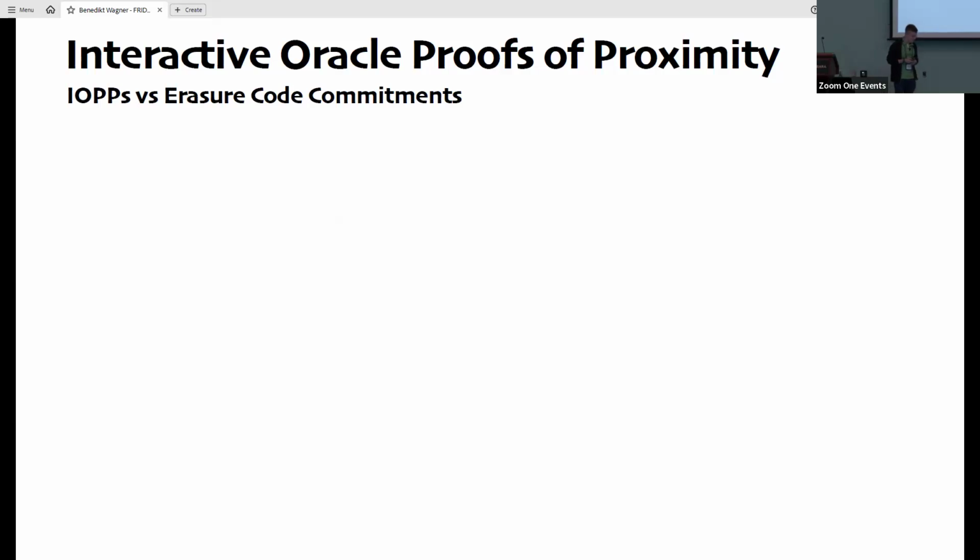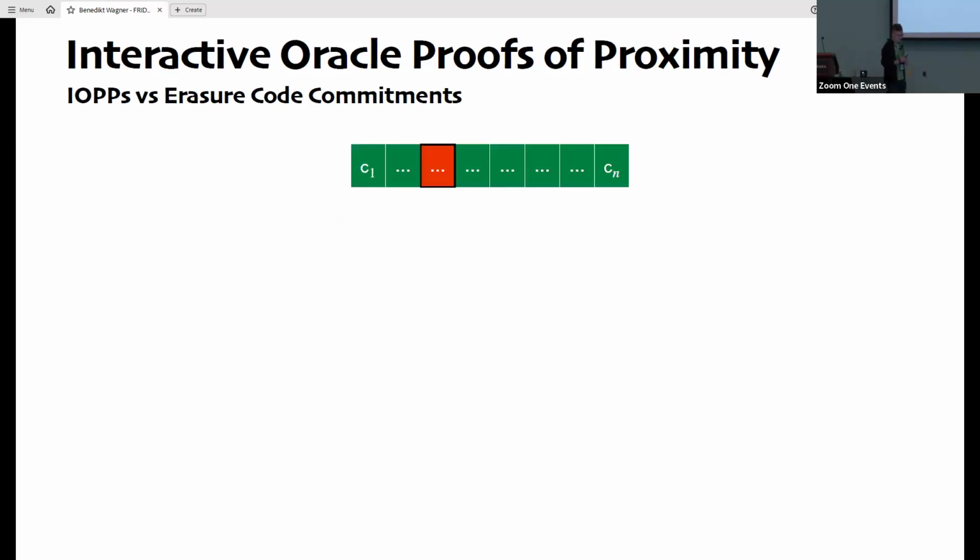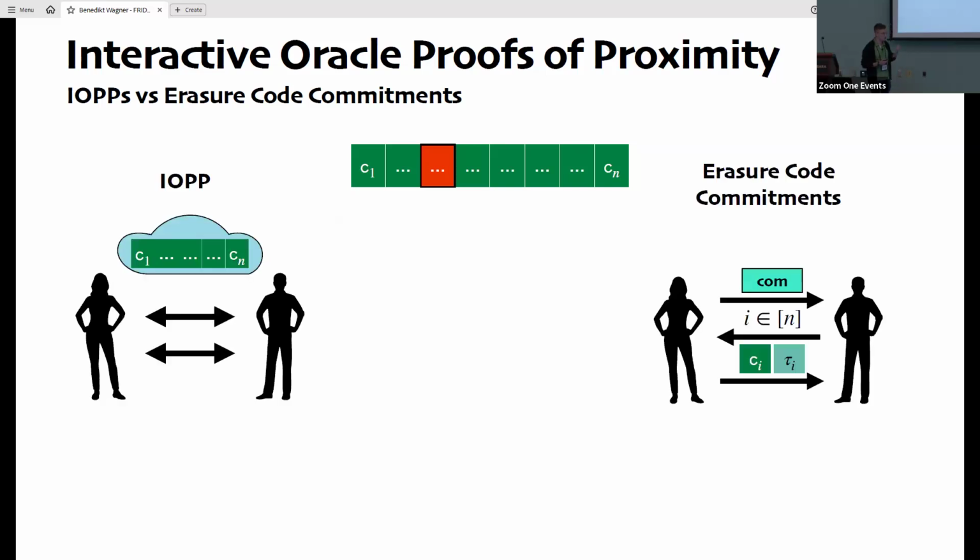Now, if we look at these IOPPs, then you may wonder, okay, they look very similar to what I mentioned before with data availability sampling and erasure code commitments. So what is really the difference? And let's try to understand that. So let's look at some string C, and let's compare the guarantees that these two primitives give us. So an IOPP and an erasure code commitment. So an IOPP essentially just says there are only a few red positions, a few positions where the string differs from a code word. On the other hand, an erasure code commitment says something slightly stronger. It says that you can never open these red positions, right? It says whatever you open is consistent with the code.